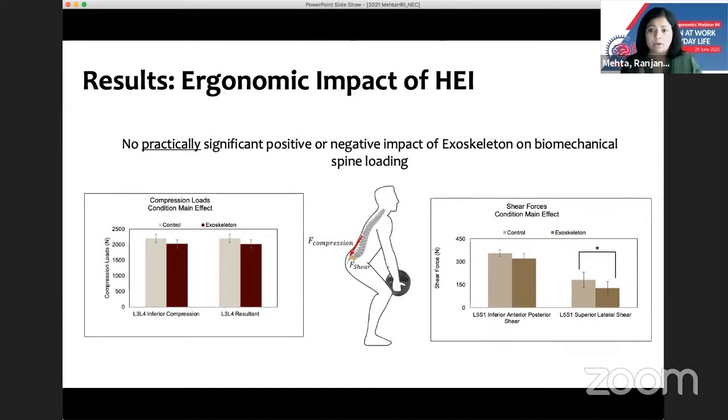Very quickly, the ergonomics impact of HEI. When you look at what ergonomists are interested in, they would want to know the spine compression and shear forces. What we found was that using an exoskeleton versus not using an exoskeleton did not really result in changes in compression forces, which is fine, which means that maybe there isn't a benefit for the exoskeleton with the compression force, but at least there is no risk. In terms of shear forces, we did see a benefit of the exoskeleton. However, it was marginal. When we think about practical significance, it wasn't substantially better with an exoskeleton.